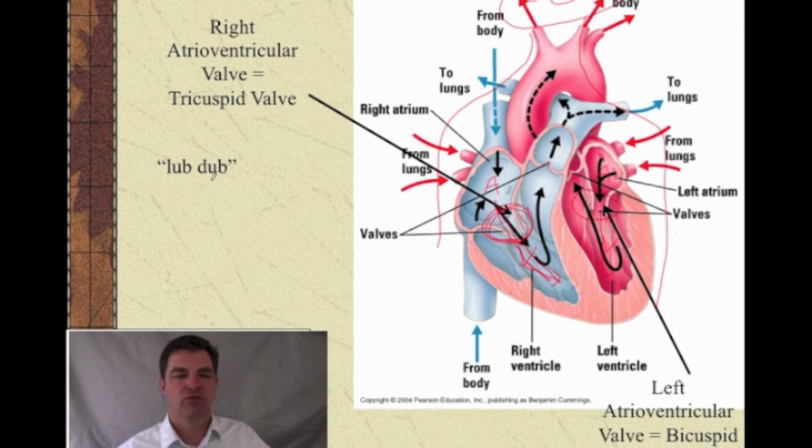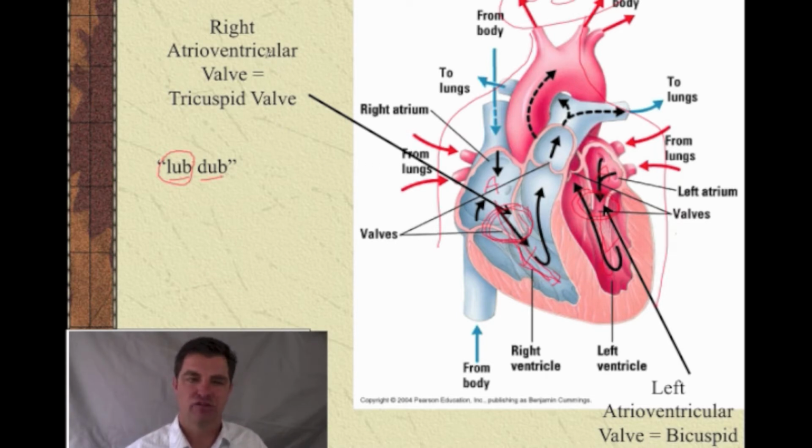Often they refer to the heart, if you listen to the heart through a stethoscope, they refer to the sound as a lub-dub. So you hear this lub-dub, lub-dub, lub-dub. That's the sound of the heart. And that sound is the closing of the valves. The first sound you hear, the lub in that sound, is the closing of the atrioventricular valves. As the blood flows this way, it closes the atrioventricular valves.